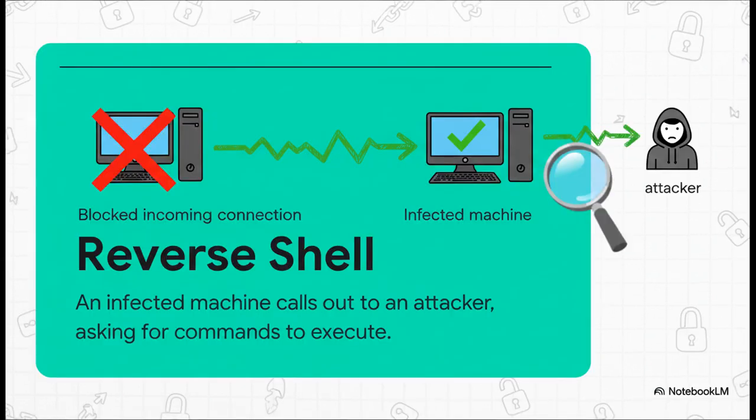Now, one of the most popular and, frankly, brilliant types of backdoors is the reverse shell. See, normally, an attacker tries to connect into a victim's computer, but firewalls are really good at blocking those incoming connections. A reverse shell flips that whole script. It makes the infected machine call out to the attacker. And since most firewalls are totally fine with outgoing traffic, it's an incredibly smart way to sneak right past security.